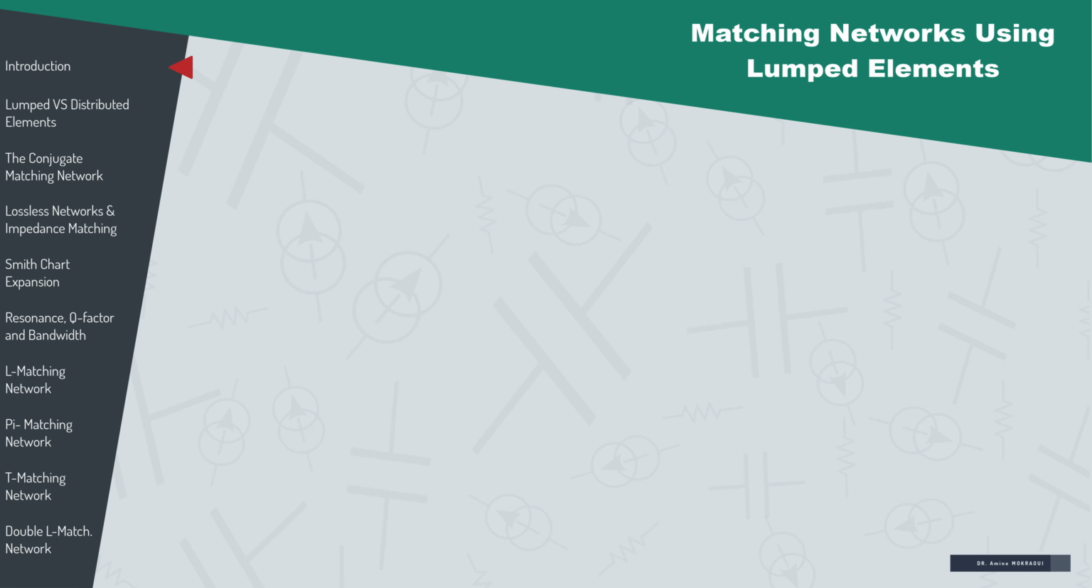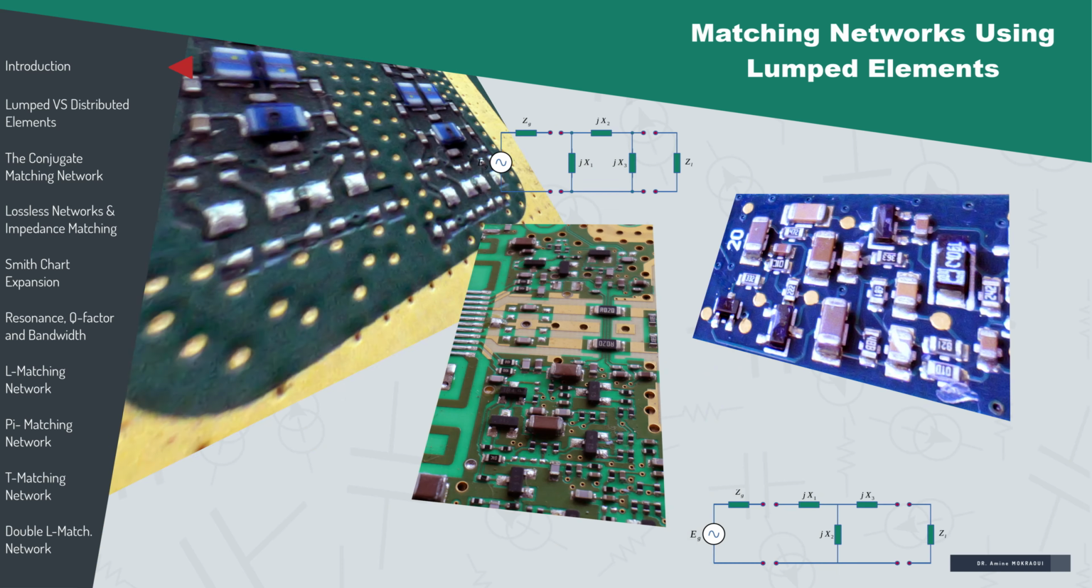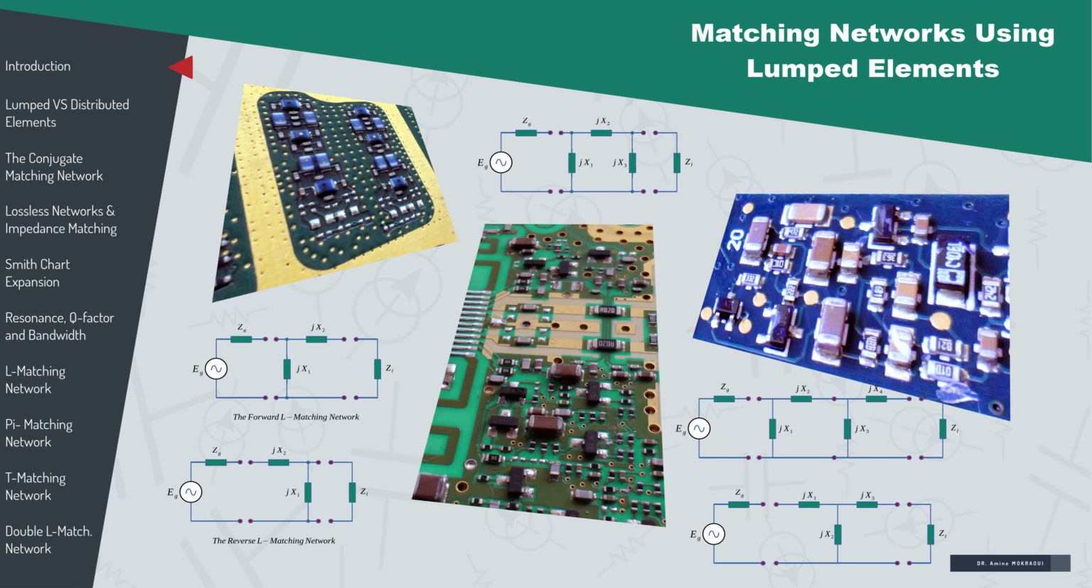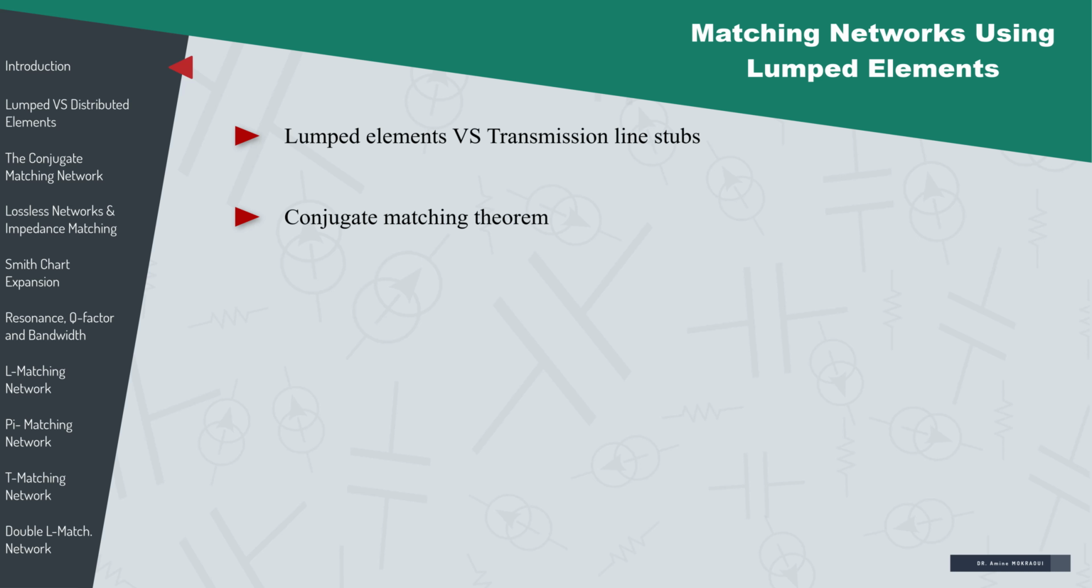In today's video, we will discuss the concept of impedance matching networks using lumped elements. We will start by explaining why we prefer using lumped elements over stubs. Then we quickly recall the conjugate matching theorem. Afterwards, we focus on lossless two-port networks' role in impedance matching. Next, we introduce an extended version of the Smith chart that allows direct manipulation of admittances.